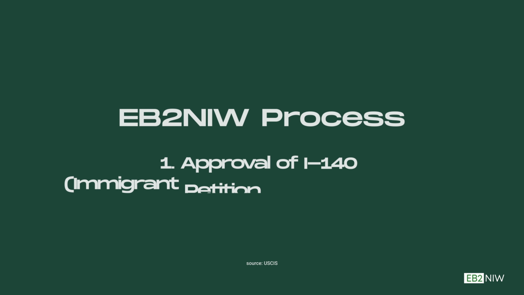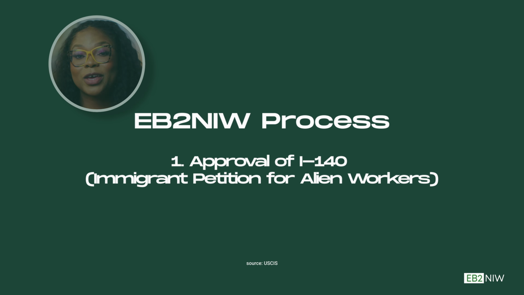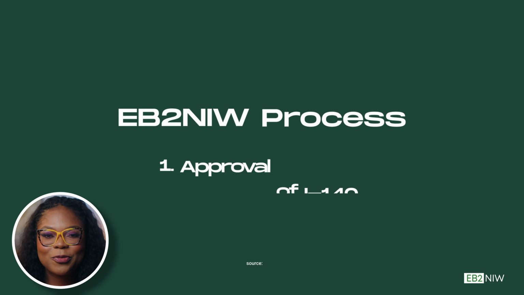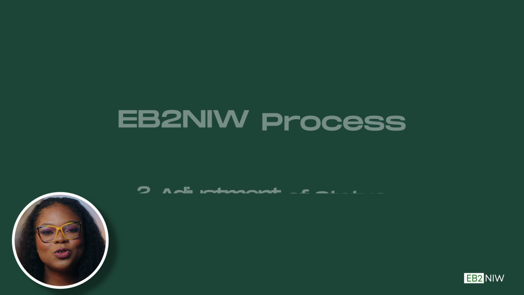So there are two main steps when it comes to getting a US green card through the EB-2 NIW pathway, right? First, you have to get your application for alien worker using I-140. You have to get the I-140 approved. Now, once that I-140 is approved, there are two routes.